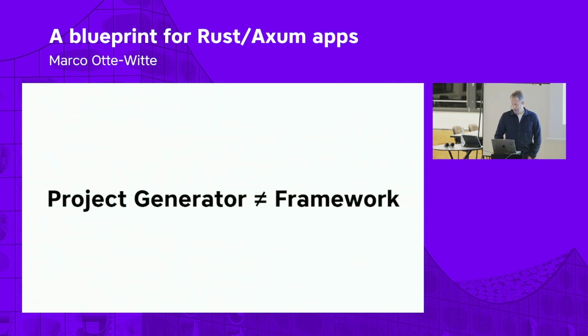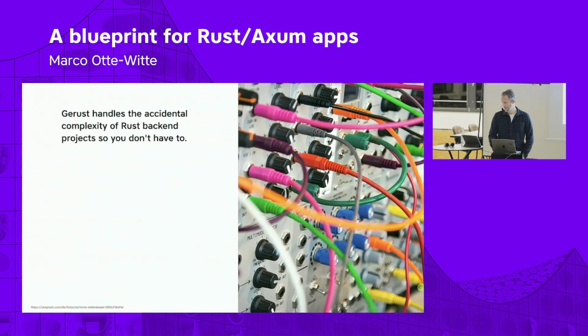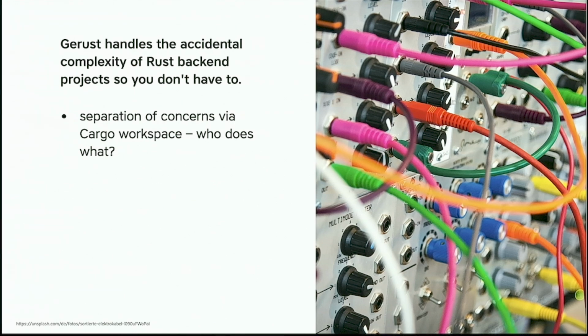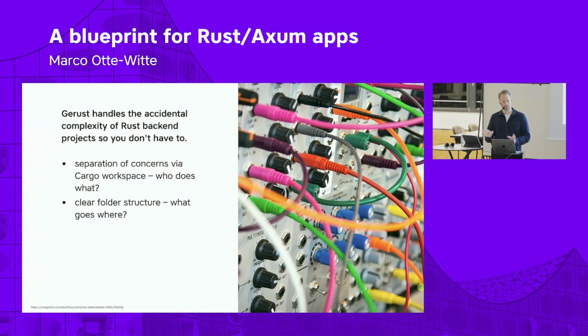Still, while being a project generator, it handles a bunch of the accidental complexity of Rust backend projects, so you don't have to, as I said before, right? For example, it structures projects into separate crates with separate concerns using Cargo Workspace. It establishes a clear folder structure that makes very clear what goes where. And it comes with generators that create elements of a project, like a controller, an entity, and so on, right?